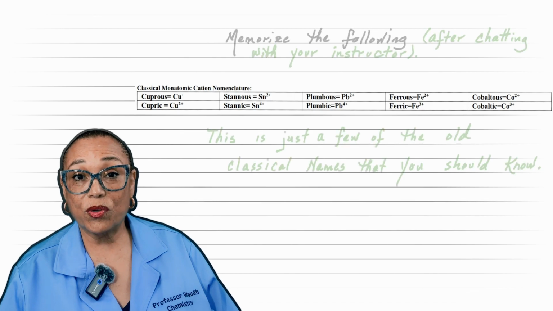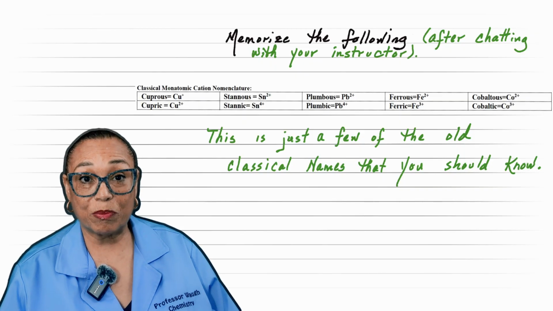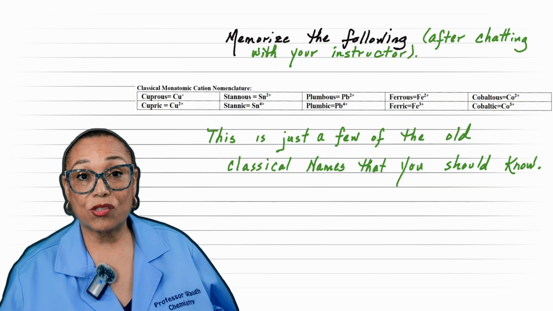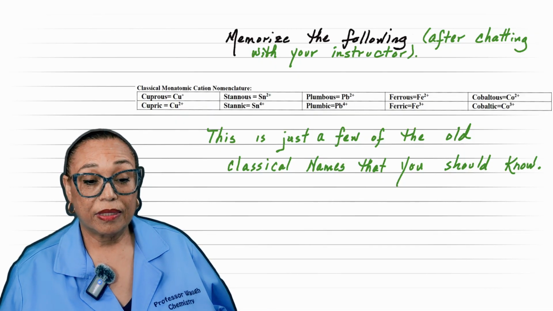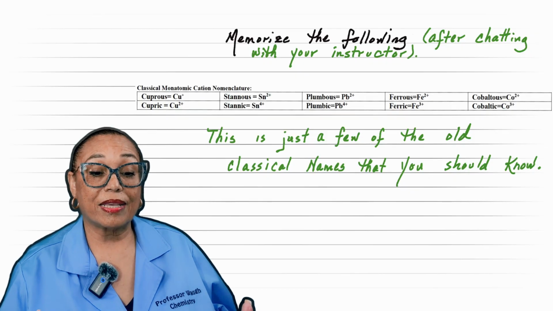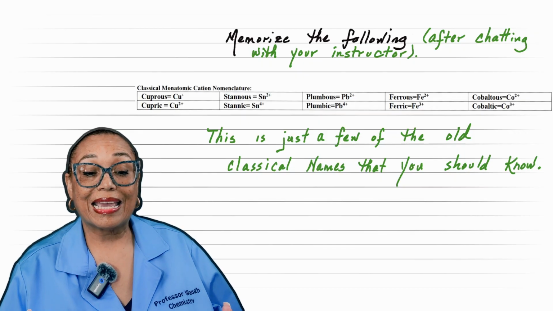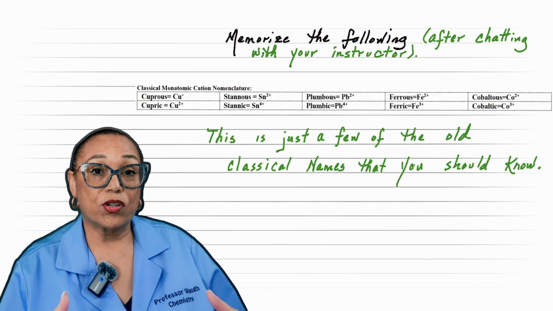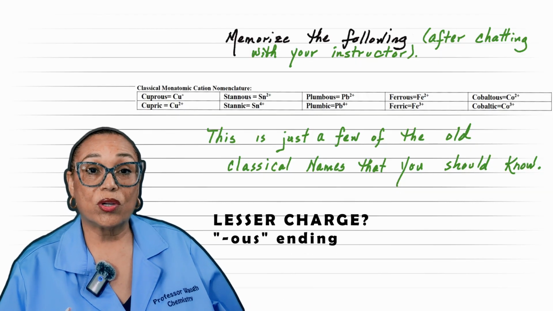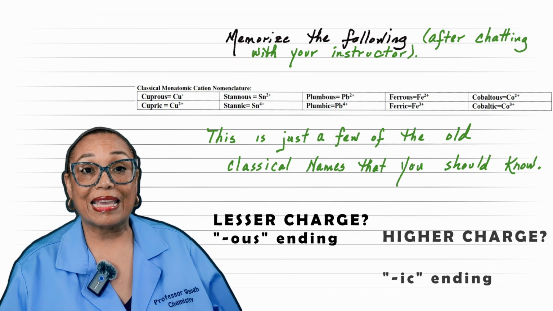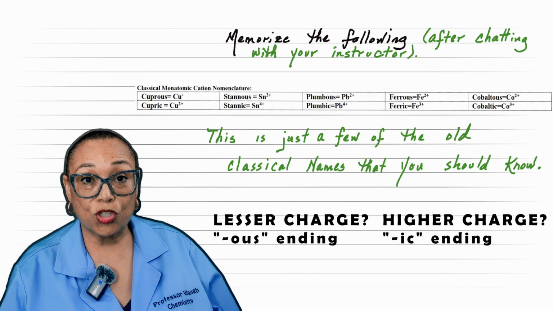Okay? Finally, let's talk about those old classical American names. Now you need to talk with your instructor or teacher about which ones they want you to know for both tables. I normally give this to my students. So it's not everything, but it'll get you going. So you notice like stannous has a 2 plus charge versus stannic has a 4 plus charge. So there's a rhythm here. The lesser charge will end in the -ous ending, whereas the higher charge ends in the -ic ending. All right? So ask your instructor which ones they want you to memorize.